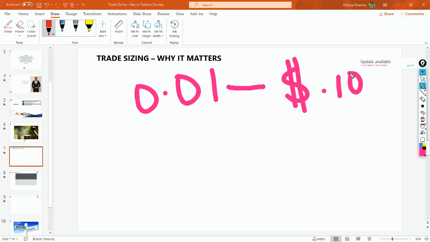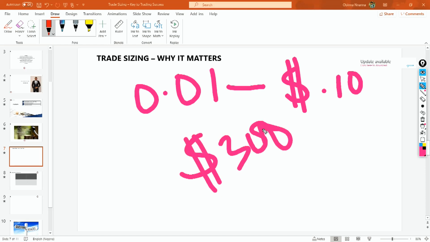Now, you've known how to manage your trade, you've known how to manage your account, you've mastered the process. There's no real mastering, it's an ongoing learning, and then you keep learning. Now, if you have a $300 account, and you're risking 10 cents per pip using a micro lot.